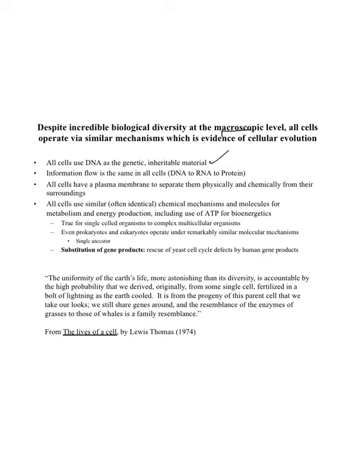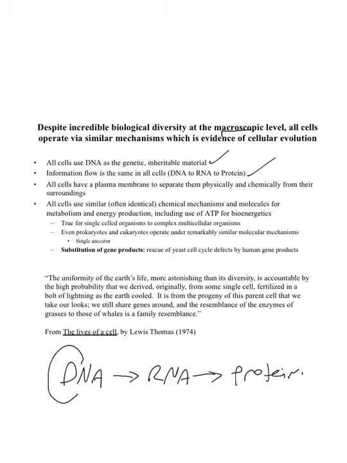All cells use DNA as the store of their genetic material, and this is what is replicated in S phase of the cell cycle to be passed on to the two daughters after cytokinesis. All cells use the same central dogma of information flow. Remember, the central dogma is this concept, DNA to RNA to protein.